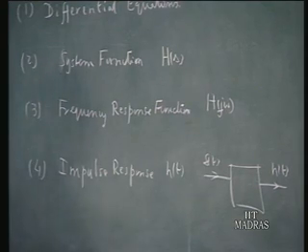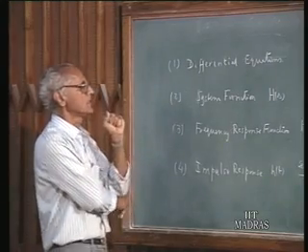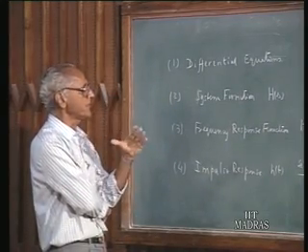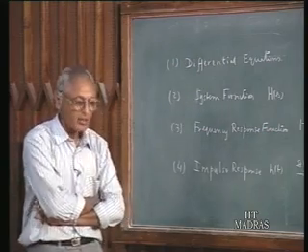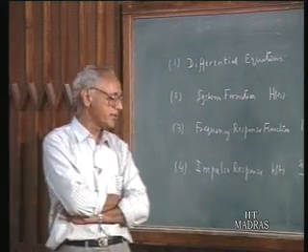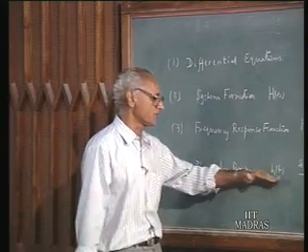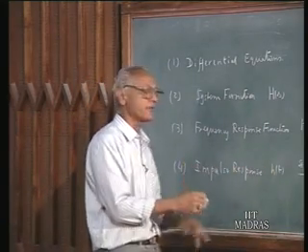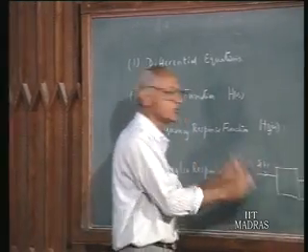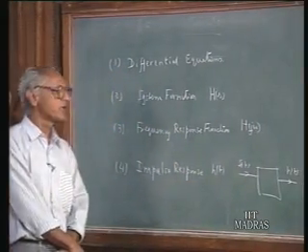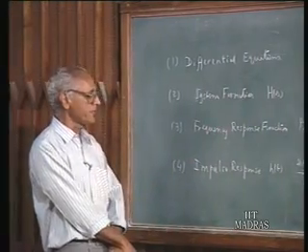All are equivalent. That is, if you know the system function H of s, you will be able to find out the response for any given excitation. Similarly, if you know the frequency response function H of j omega, you should be able to find out the response to any excitation. And likewise, an impulse response h of t is also an independent way of characterizing a linear system. If you know the response to an impulse, you should be able to find out the response to any given input x of t. And that is also an independent way of doing this.